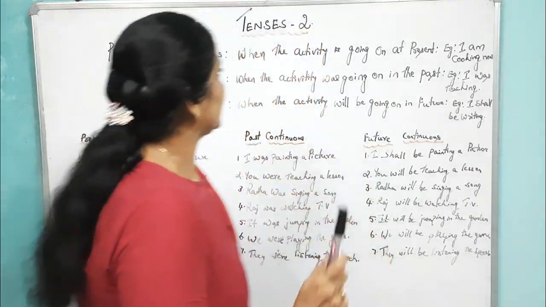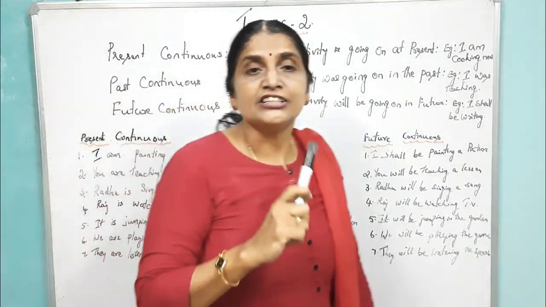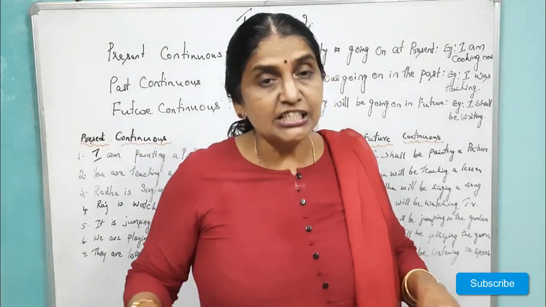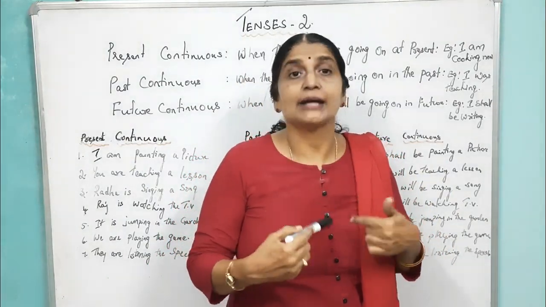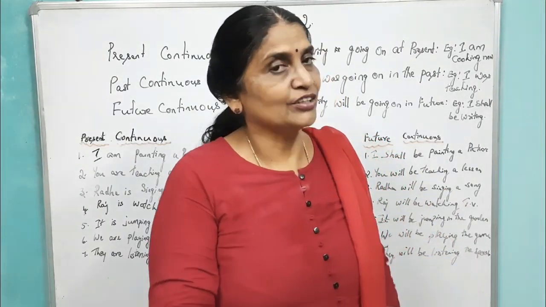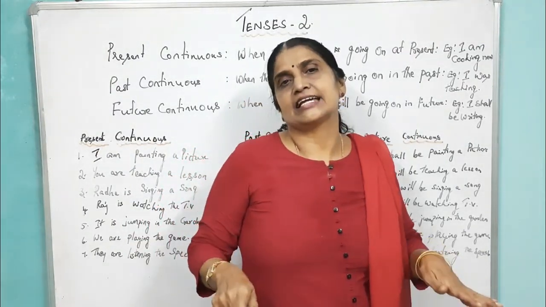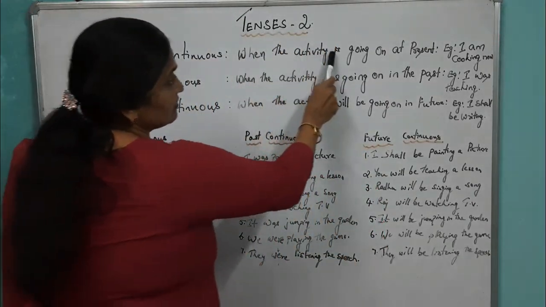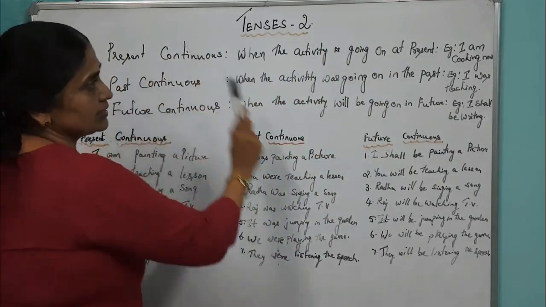Now we are going to learn where to use present continuous tense. Present continuous tense is the tense you use when the activity is going on. For example, what am I doing now? I am teaching. What are you doing? You are listening. You are able to understand? Now the activity is taking place, so you use present continuous tense. So when the activity is going on at present, you use present continuous tense.